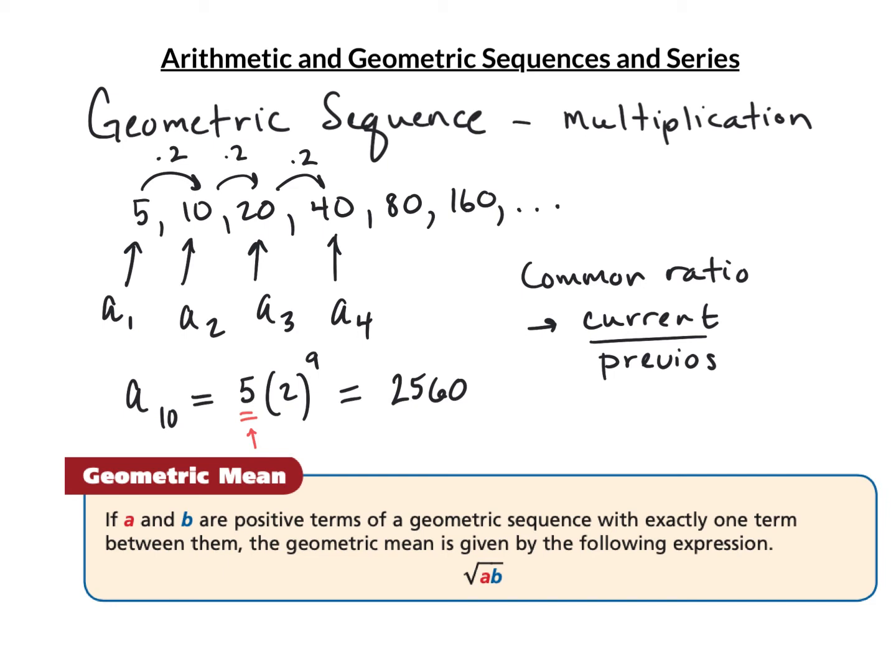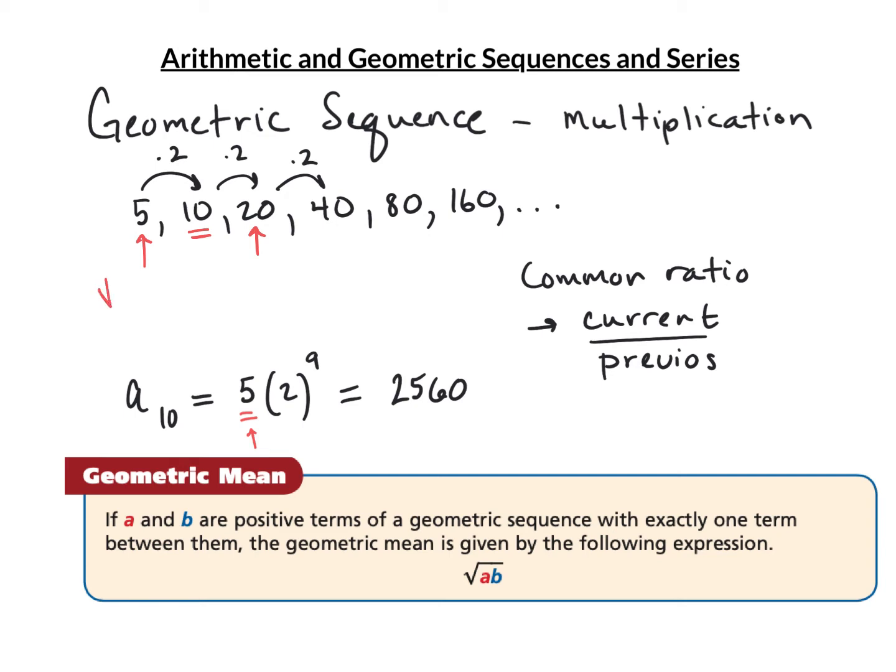In a geometric sequence, we have the geometric mean. The geometric mean is the square root of the product of two numbers. You multiply them, and you take the square root. It turns out that if I take any number in a geometric sequence, except for the first, say the second, it ends up being the square root of the product of the two numbers next to it.